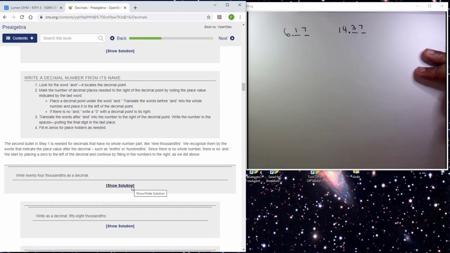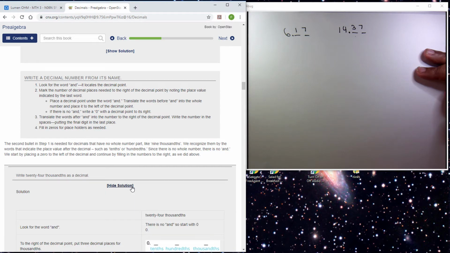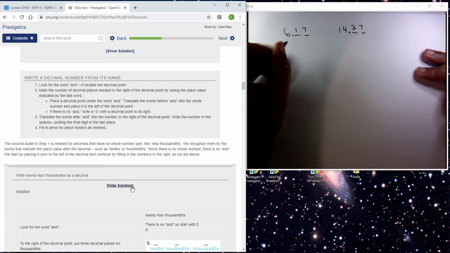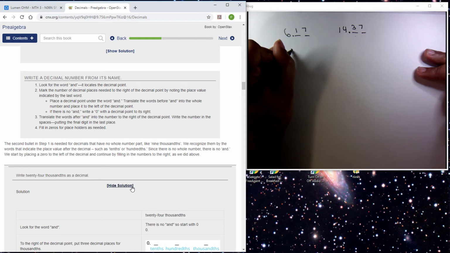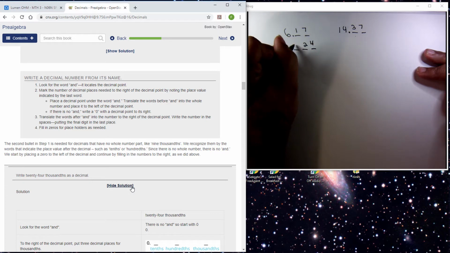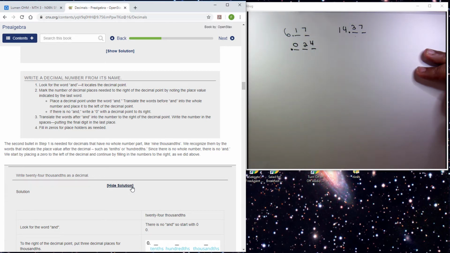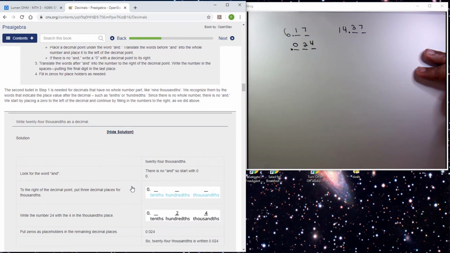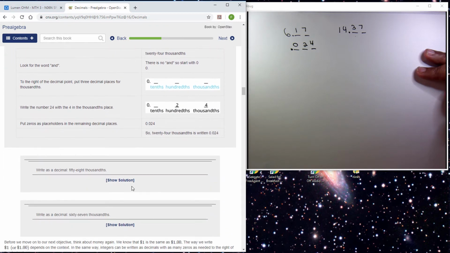Let's do some more here. This one doesn't have an "and" part, so we're going to have just a decimal. It says 24 thousandths. So we start reading from the thousandths: tenths, hundredths, thousandths. So we backfill it, 24, then we add a 0 place over here. So we have 24 thousandths.